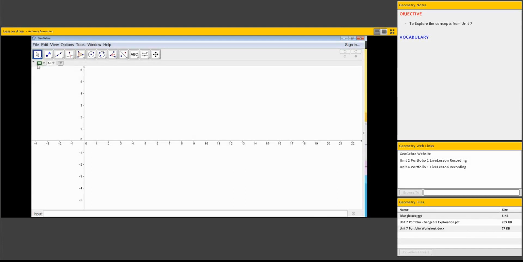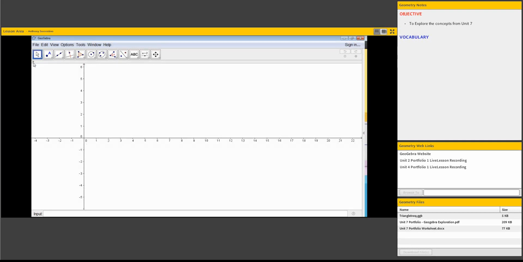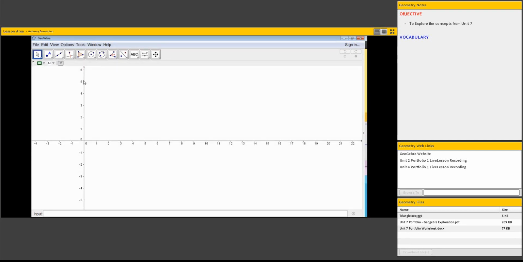I don't want any of this stuff here. I'm going to get rid of this axis. I don't want you to show this. Get that turned off. Okay, so I'm ready to start constructing what I need to construct here.